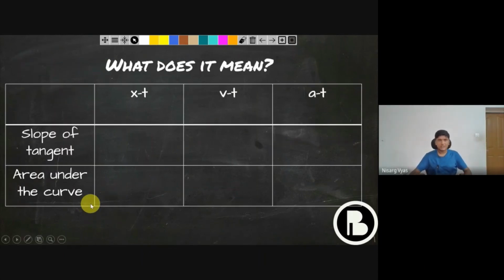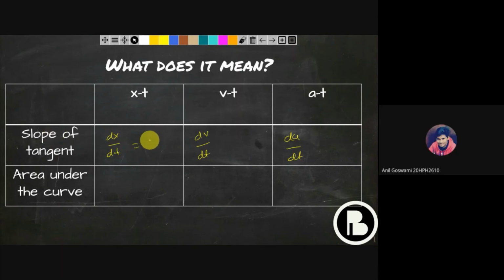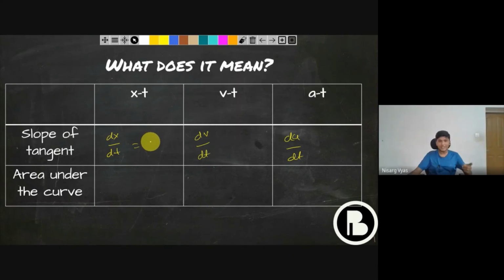So this is the last segment of today's class: what do these three plots mean? What is the slope of the tangent for this plot? The slope of the tangent of the xt curve is given by dx by dt. The slope of the tangent of the vt curve is given by dv by dt. The slope of the tangent of the at curve is given by da by dt. What does the first give you? Velocity. Which kind of velocity? Instantaneous velocity.